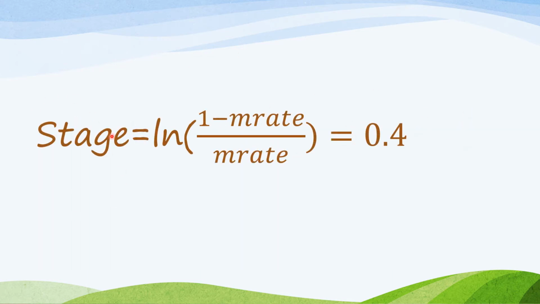Another concept that we have to learn is stage. Stage is given by natural log of (1 minus m rate) upon m rate, where m rate is nothing but your misinterpretation rate. In our case, our stage value is 0.4.